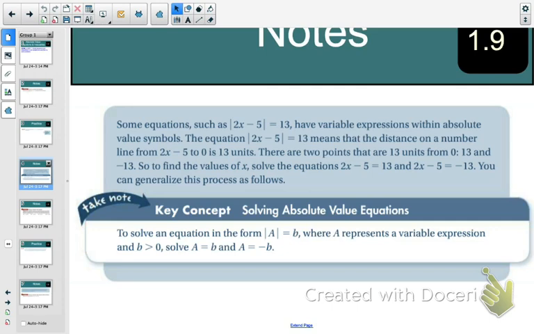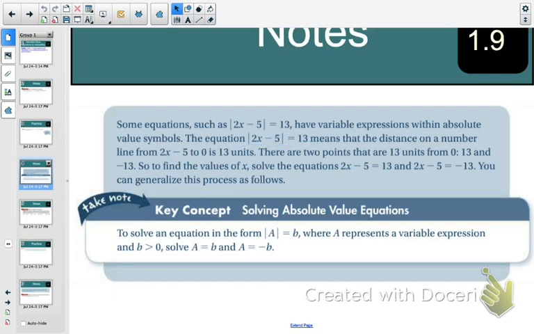Okay. So then we get some more difficult equations that have more than just x on the inside. So on this one we have the absolute value of 2x minus 5 equals 13. Absolute value of 2x minus 5 equals 13 means the distance on a number line from 2x minus 5 to 0 is 13 units. There are two points that are 13 units from 0, and that's positive 13 and negative 13, like we were talking about before. So we're going to have two solutions there.